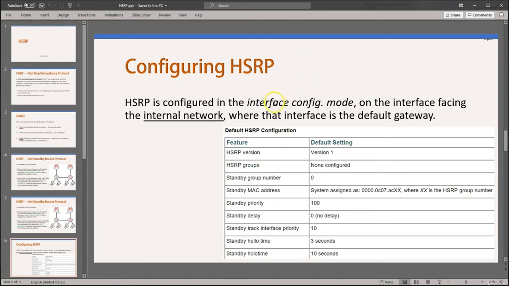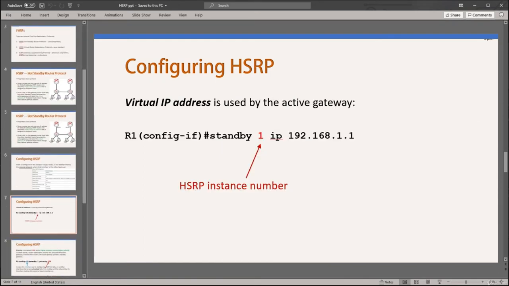First of all, you should know that HSRP is configured in the interface configuration mode. There is no special HSRP configuration mode. You configure HSRP on interfaces that are actual gateways to the end devices in a given subnet. There are some details here.